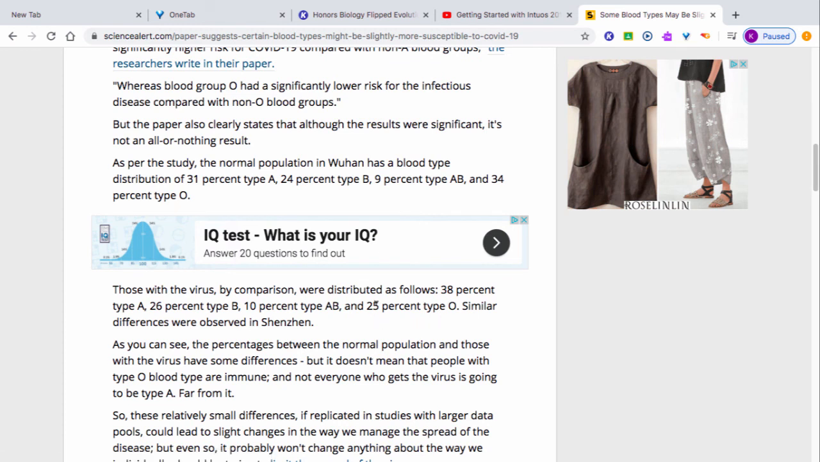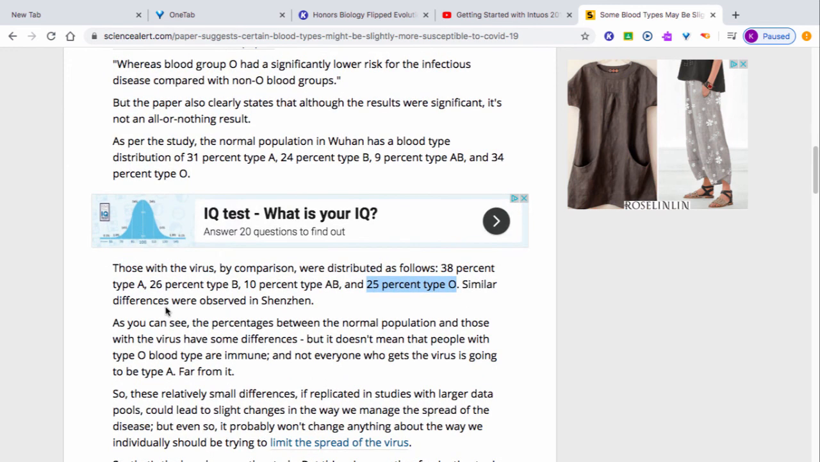So 25% of people had type O, but when you look at the population of Wuhan, it's very similar, a little bit off, but you would expect that 34 out of 100 people would have it. So it's slightly less than you would expect. And if 31% of people have type A, and then 38%, although I've read some things that said it wasn't significant. Anyways, my whole point of this is that I can't just say, oh, I'm type A.